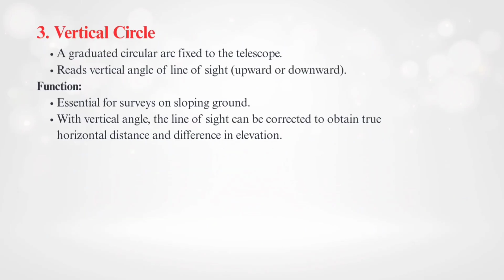Now the next component part is a vertical circle, which we also call the altitude circle. It is a graduated circular arc attached to the telescope, and this part measures the vertical angle of the line of sight, whether we are looking upward or downward. And this angle is very important in tacheometry, especially on sloping ground, because it helps to calculate the horizontal distances and the elevations of the observed points.